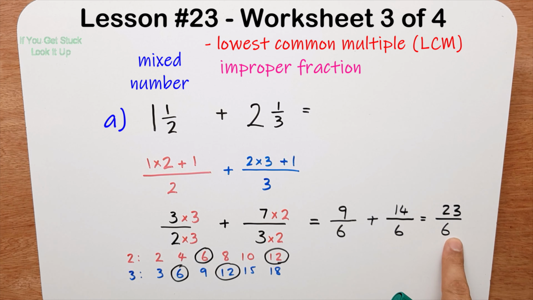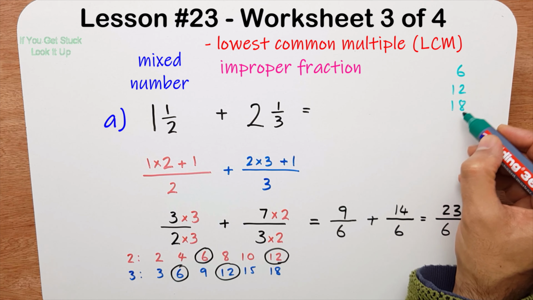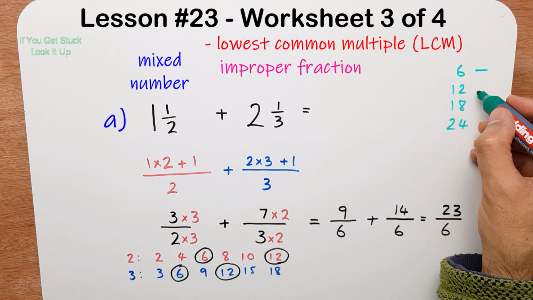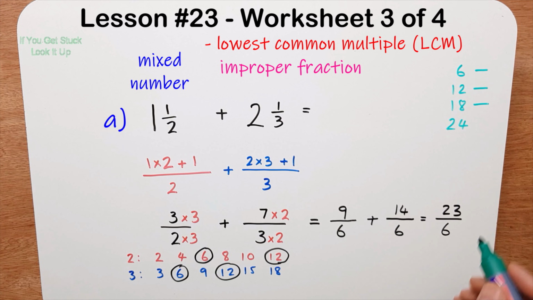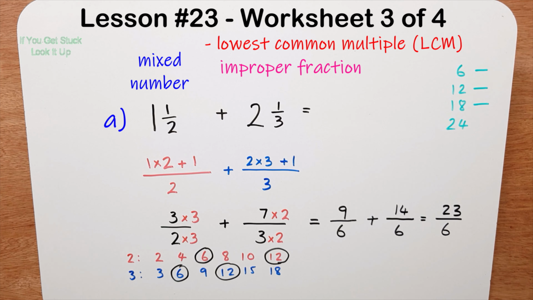Now this here is an improper fraction and I want to turn it into a mixed number. So what I do is I do the 6 times table up to but not past 23. So let me do that here. 6, 12, 18, 24. So that's gone past. So I've got 1, 2, 3 lots of 6 in 23. So I put the big 3 down.